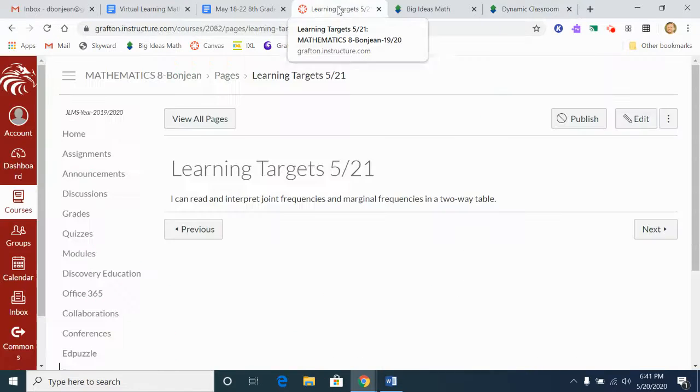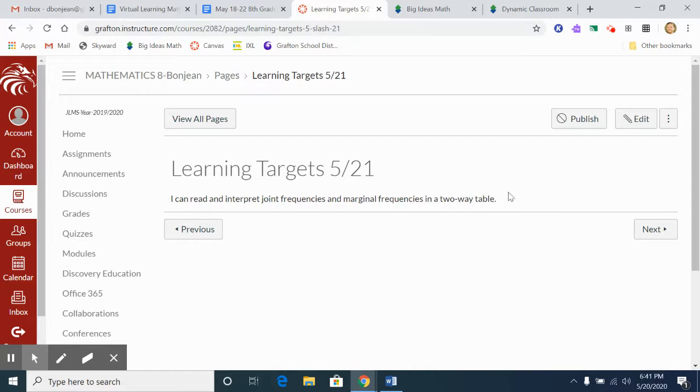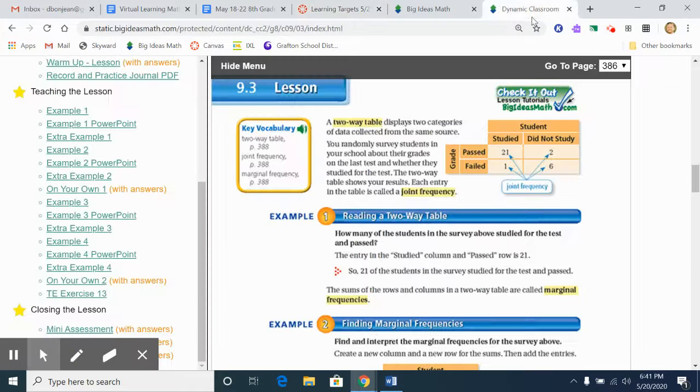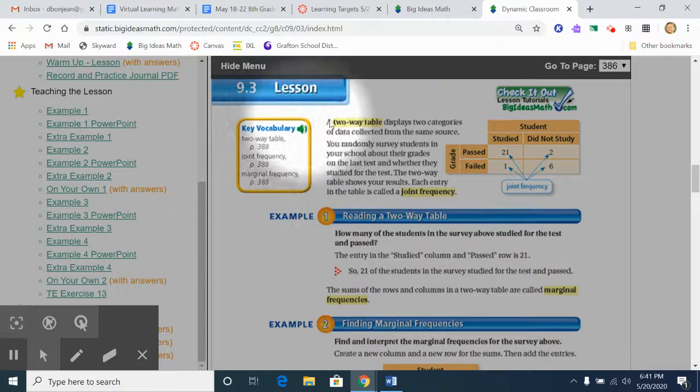And let's just know what our learning targets are, and this is going to make much more sense once we start the actual lesson. All right, so I can read and interpret joint frequencies and marginal frequencies in a two-way table is what our learning target is. All right, so let's read together quick. What is a two-way table?